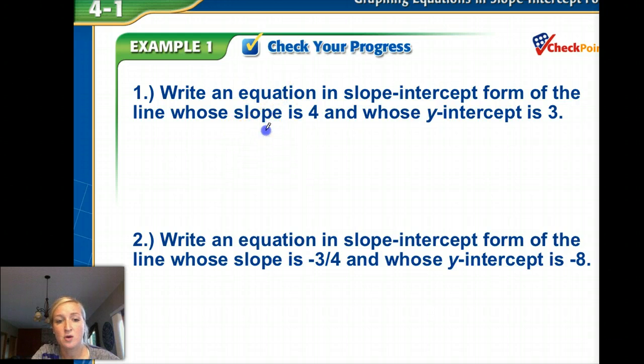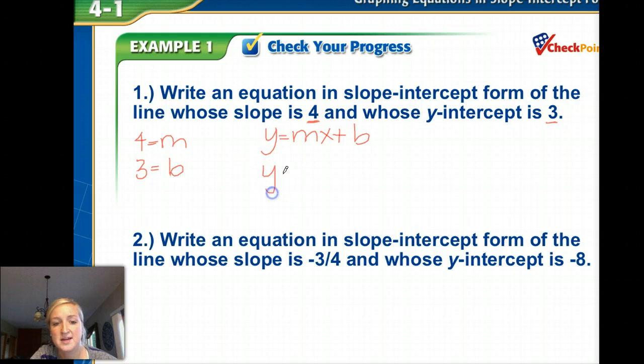All right, so I know my equation is y equals mx plus b. So 4 is my slope. I know that 4 represents my m, and my y-intercept is a +3. 3 represents my b. So that's all we need to do: the equation is y equals 4x plus 3.